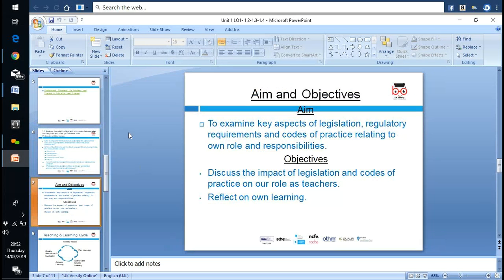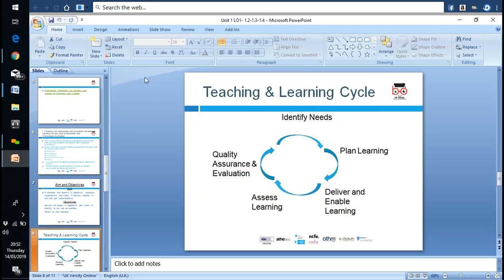So your aim is to examine the aspects of legislation, regulatory requirements and codes of practice relating to your own role and responsibilities. The objective is to discuss the impact of that legislation and those codes of practice on our role as teachers, and reflect on your own learning as well. It comes back to the learning cycle. There are a number of people that claim this one. Kolb is one of them. You've probably done that in Unit 3.